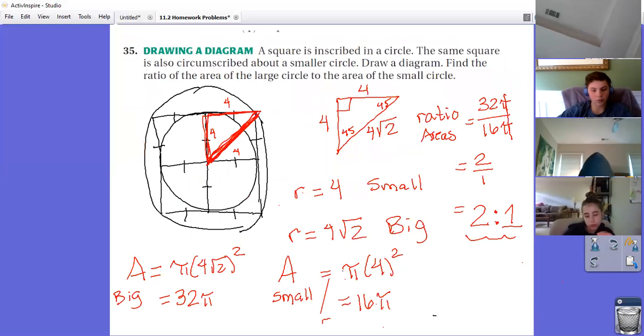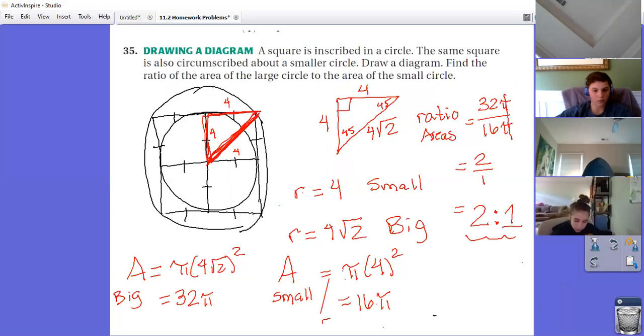All right, so this is 35. I'm going to briefly explain it, so kind of disregard the red. A square is inscribed in a circle. So here's my square, and here's the circle that it's inscribed by, this big circle. But the square is also circumscribed about a smaller circle. So there's a circle inside the square.